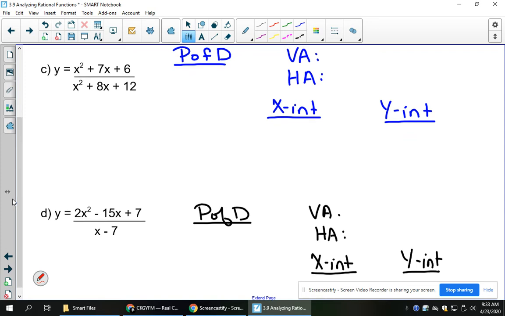Pause the video and try factoring both the numerator and denominator for this question. All right, factored form of the numerator. What multiplies to 6 and adds to 7? That would be 6 and 1. On the bottom, what multiplies to 12 and adds to 8? That would be 2 and 6.